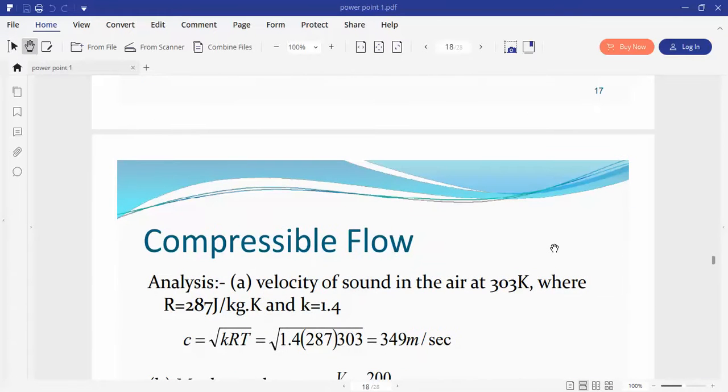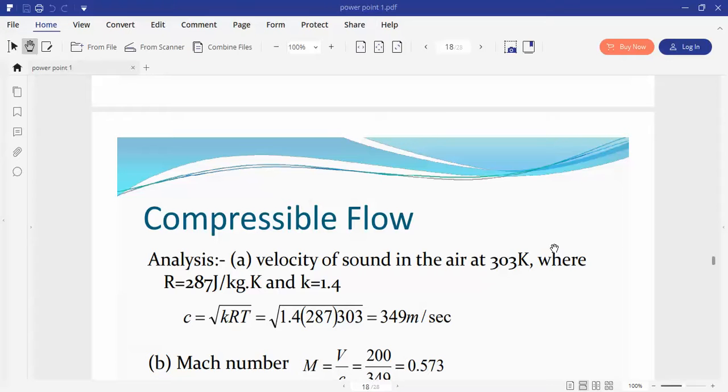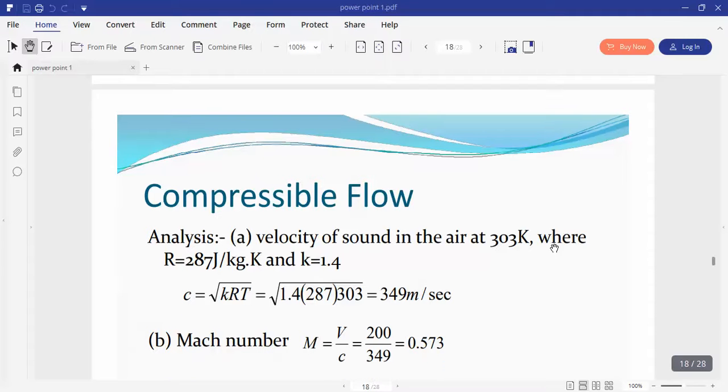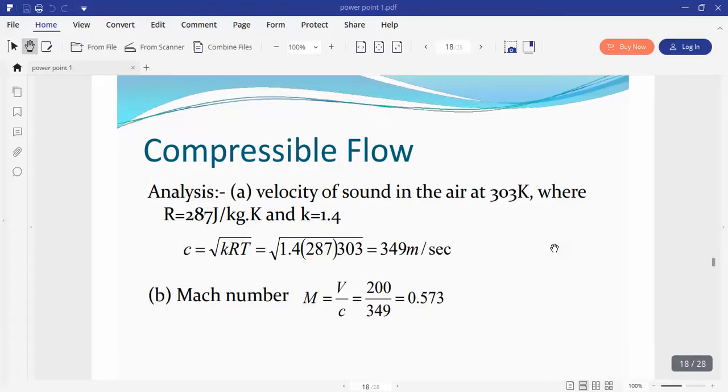Analysis. A. Velocity of sound in the air at 303 Kelvin, where R equals 287 joule per kilogram Kelvin, and K equals 1.4. Then C equals the square root of KRT, which equals 1.4 times 287 times 303, and it equals 349 meters per second. B. Mach number. M equals V by C, 200 the velocity by 349 the velocity of sound. It equals 0.573.